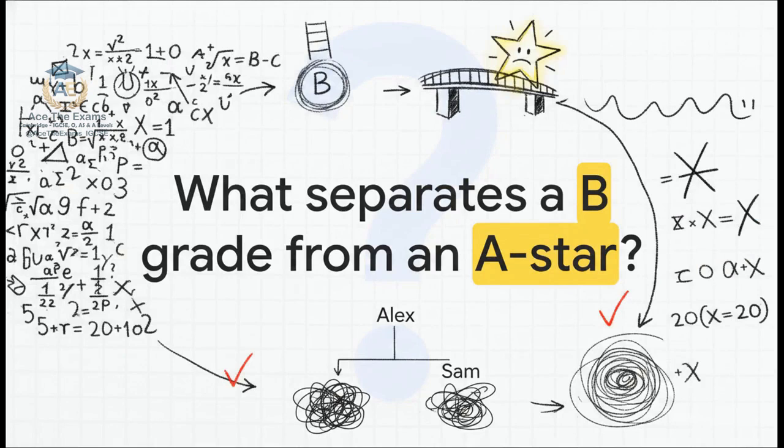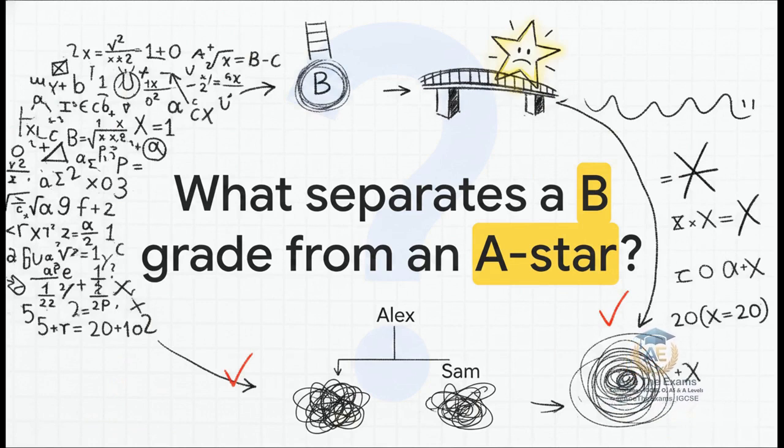So you really have to ask yourself, what actually separates a B grade from an A star in A-level mathematics? Let's look at a very real scenario based on past paper questions. We see this from syllabus codes like 0580 all the way up to 9709. Imagine two students facing a complex quadratic equation that's sneakily hidden inside an exponential function.